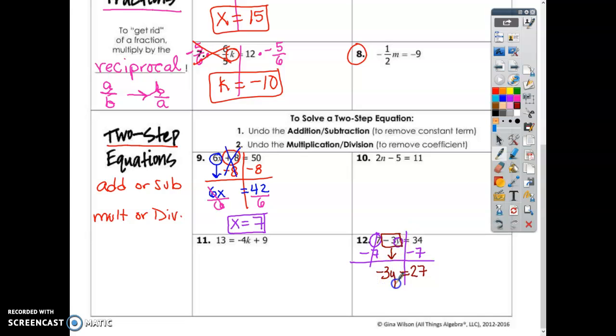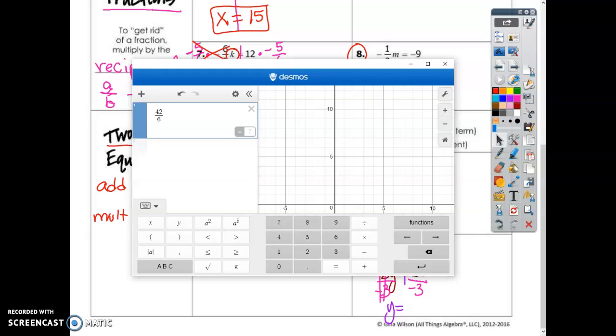Negative 3y. So what's the opposite of multiplication? Division. You're going to divide both sides by negative 3 so that the negative 3 cancels, and that leaves you the y by itself. Y equals. So in the calculator, you're going to put 27 divided by negative 3. 27 divided by negative 3 gives you negative 9.